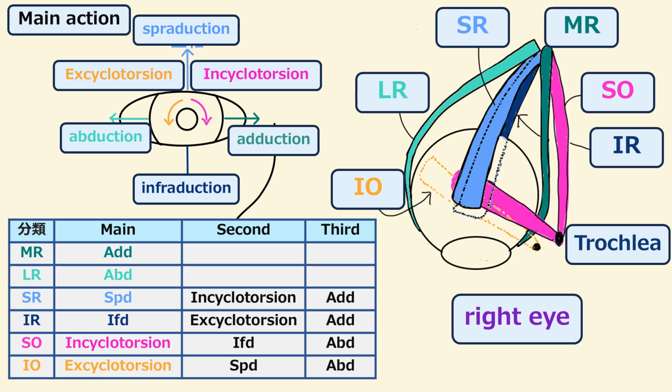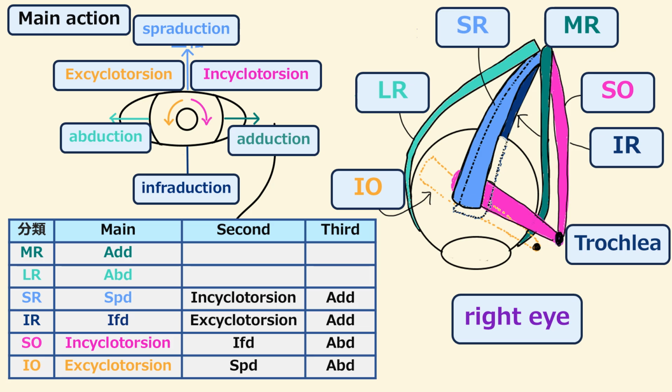Next, here is a common table of eye movements. I created this with the hope that by the time you finish watching this video, you will be able to recall everything with just a little memory, or even visualize the eye movements in your mind. First, let's start with the primary actions. The terms adduction, abduction, elevation, and depression are all straightforward from their names, aren't they?